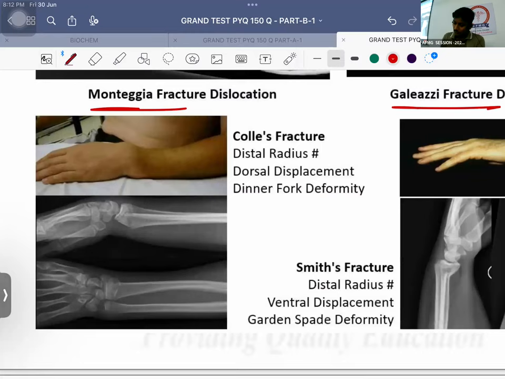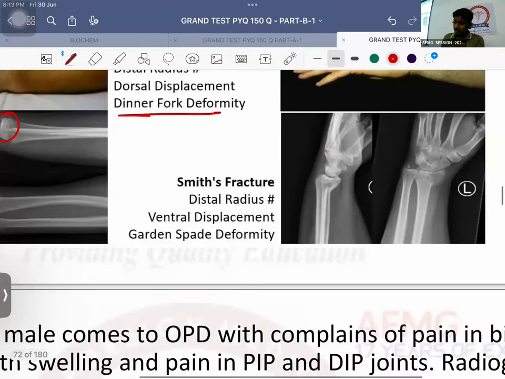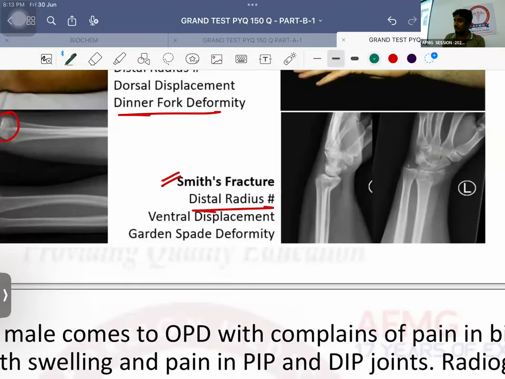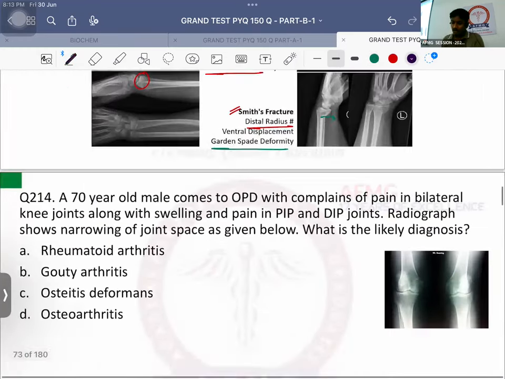Please remember. So, Colles fracture, as you can see, the distal fragment is pushed dorsally. Therefore, a dinner fork deformity is seen. Smith's fracture is also a distal fracture, distal radius fracture. But this time, the fractured fragment is pushed ventrally or anteriorly. And therefore, which kind of deformity? Garden spade deformity.